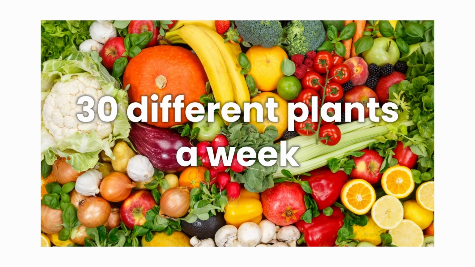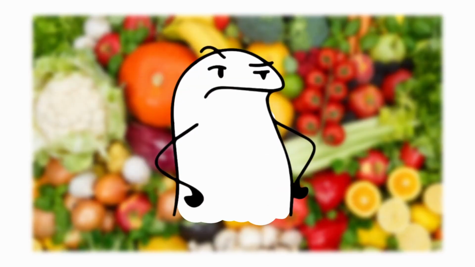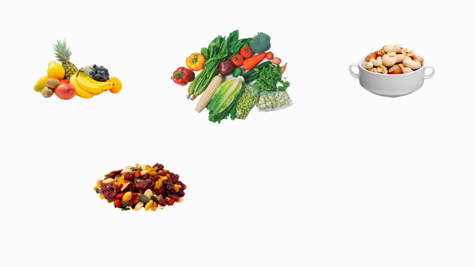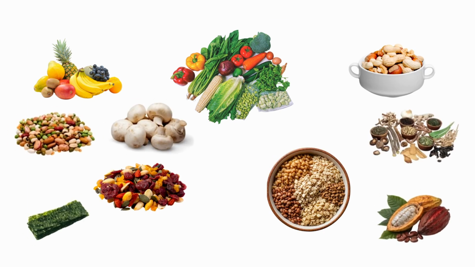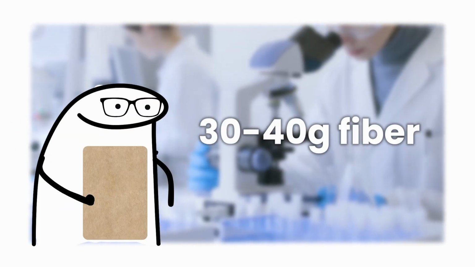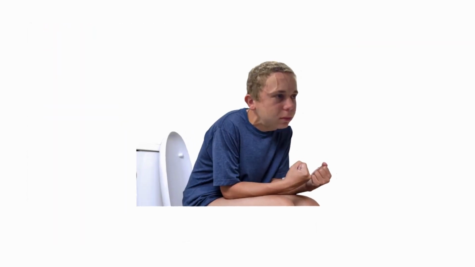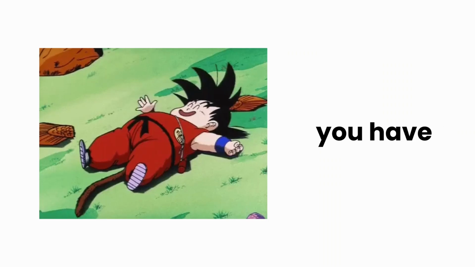About 30 different plants a week is the sweet spot. Sounds wild, but it's basically just 4 to 5 a day. Fruits, veggies, nuts, seeds, whole grains, they all count. Research shows the gut works better at 30 to 40 grams of fiber a day. And remember, fiber only does its thing if you're hydrated. Once you feed the microbes you have, the next move is adding more good ones.